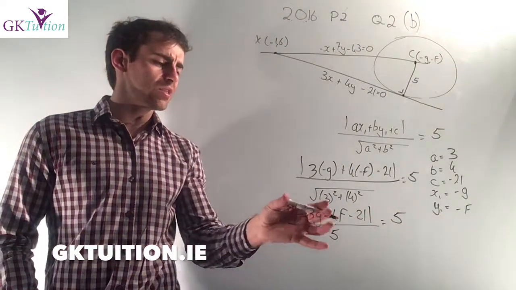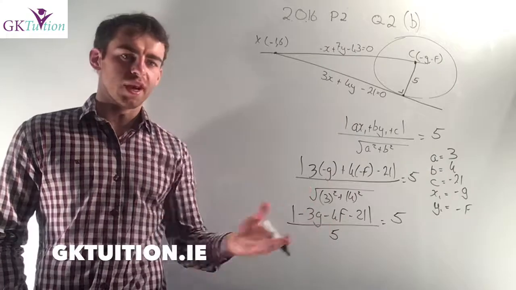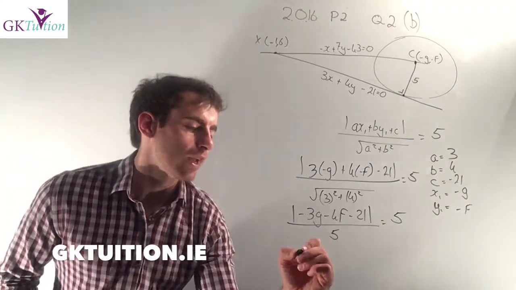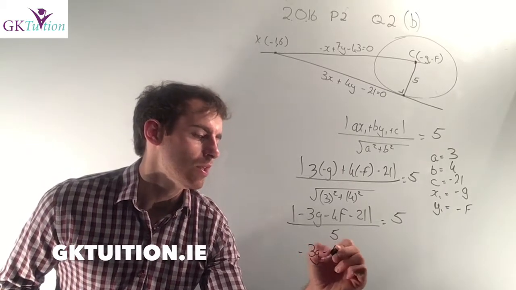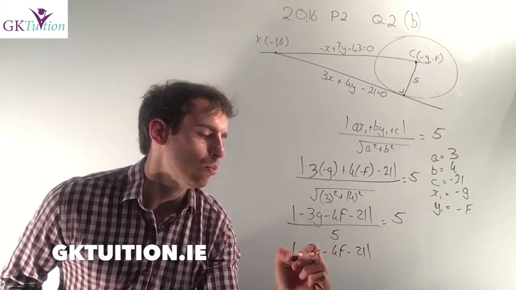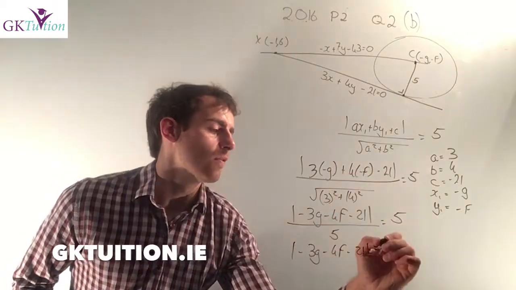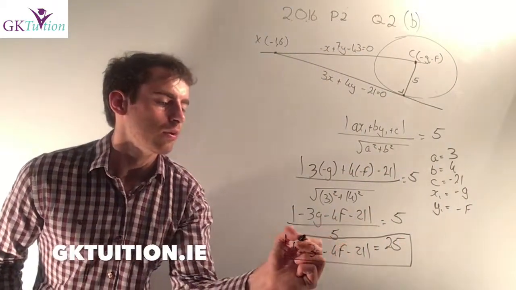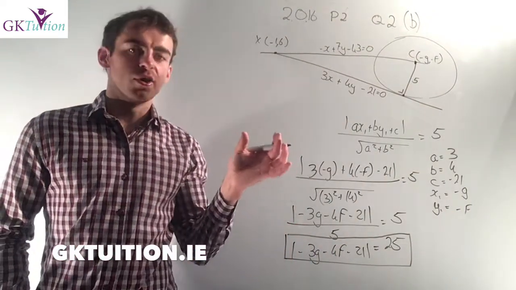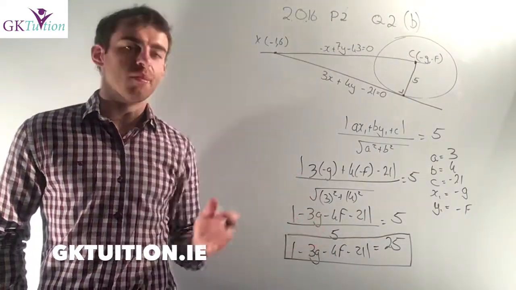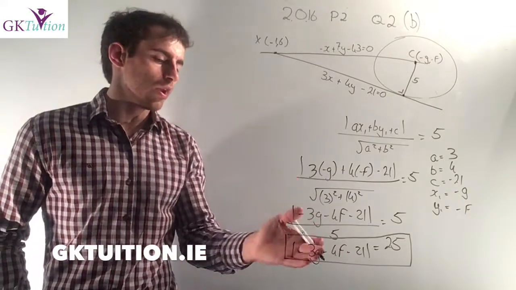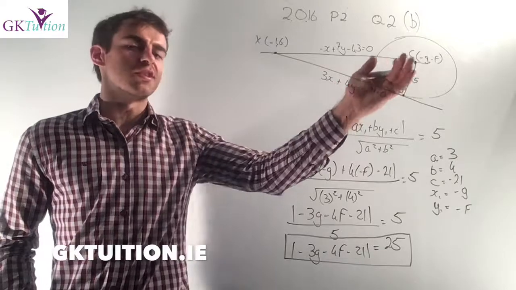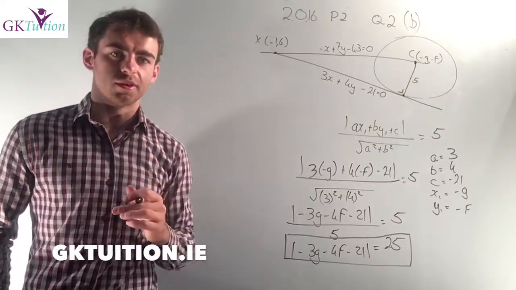So probably the easiest way to leave this one for the moment, let's just get rid of our fraction. So I want to multiply both sides by 5, and if I do that, I can leave this one as minus 3g minus 4f minus 21 is equal to 5 multiplied by 5 gives me 25. So for the moment, let's just leave that one there. All I've done there is I now have an equation with minus g and minus f as my unknowns. So if I can come up with one more equation with a g and an f in it, I'll be able to use a simultaneous equation to find the center of my circle.